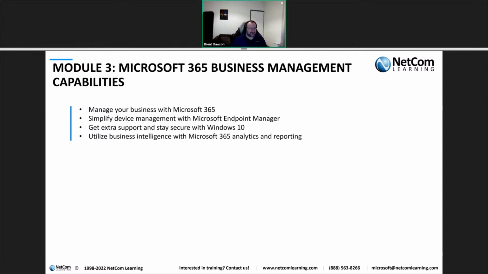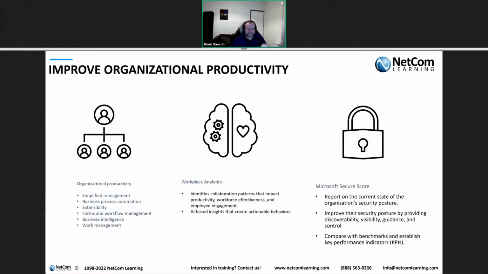Now what we need to do is take a look at, from the third point of view, some of the business management features that are available. So first of all, one of the big keys, of course, is to improve organizational productivity. We want to make sure that an organization has simplified management because we want to get the complexities out of it. We want to automate as many business processes as possible. We want extensibility so we can expand out the environments, with some business intelligence and some work management so that we can make things more efficient. There's no point in putting in a software application that makes life difficult for the users. We want to make life easier for them, make them more efficient.